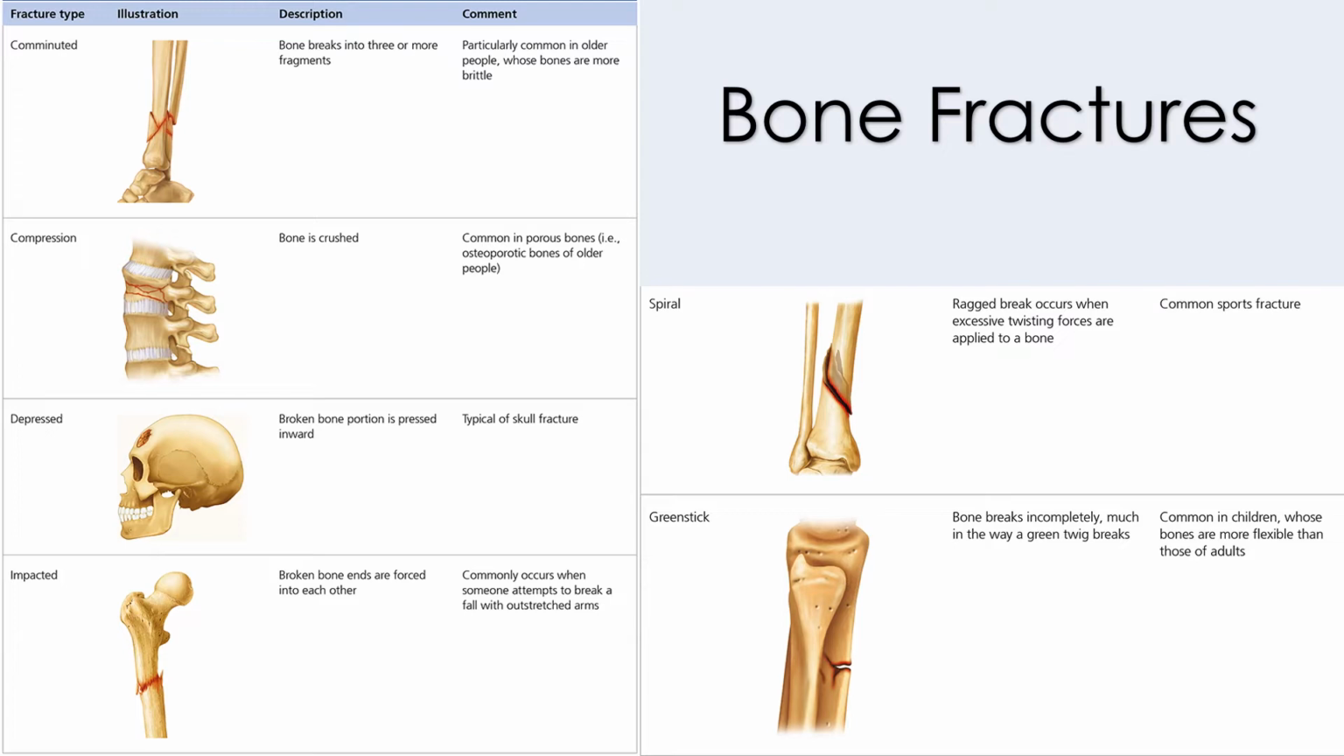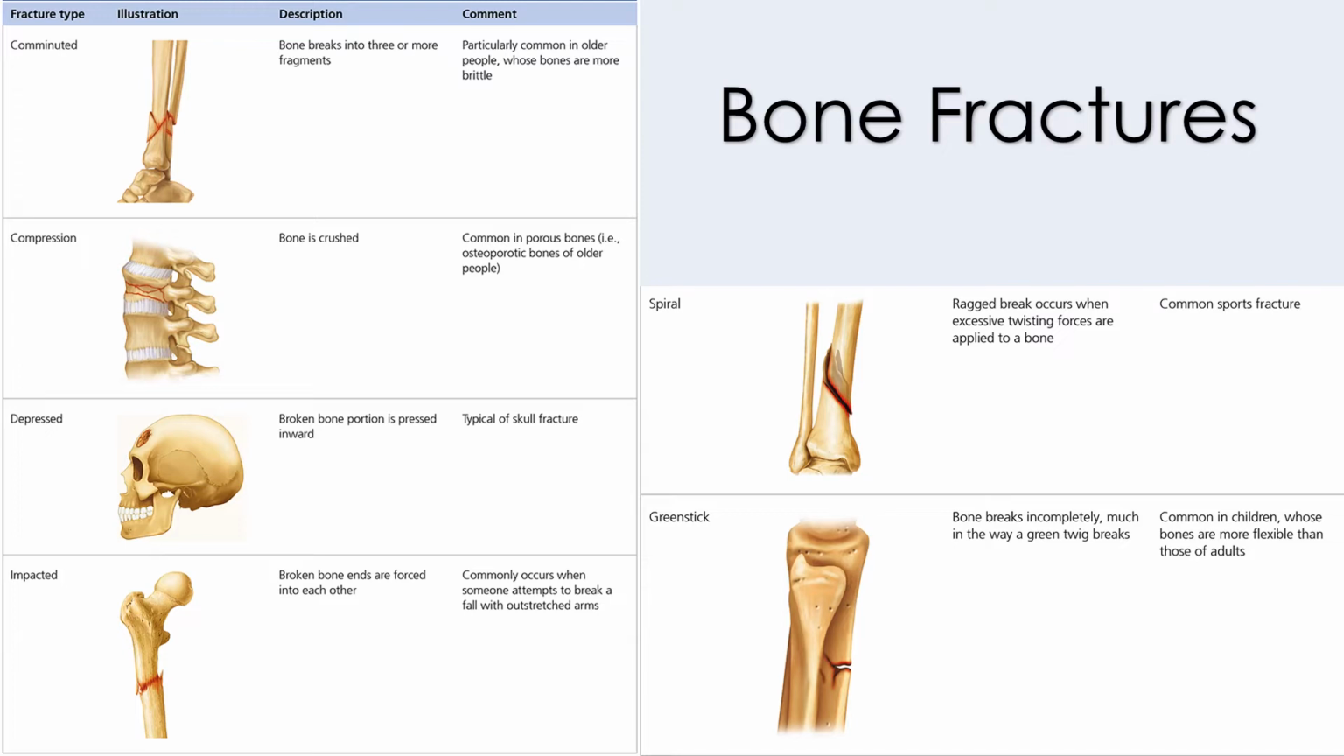Impacted fracture is when broken bone ends are forced into each other. Oof. Commonly occurs when someone attempts to break a fall with an outstretched arm. And spiral fracture. So I'll include in our class meeting a pretty cool x-ray of my fracture a few years ago. So I did have what looked like a pretty common spiral fracture. It just looks like it broke in a spiral due to twisting forces. So it's common in sports fractures.